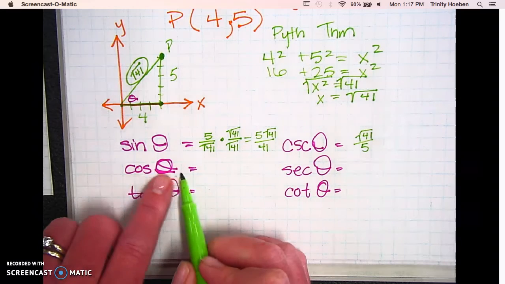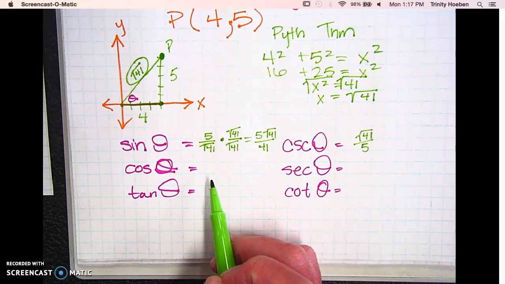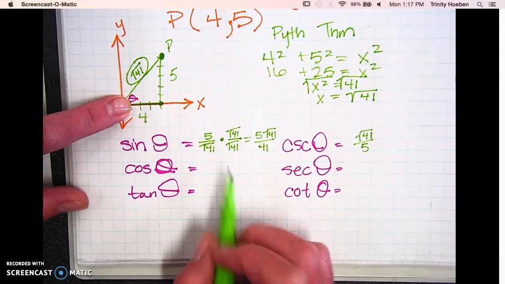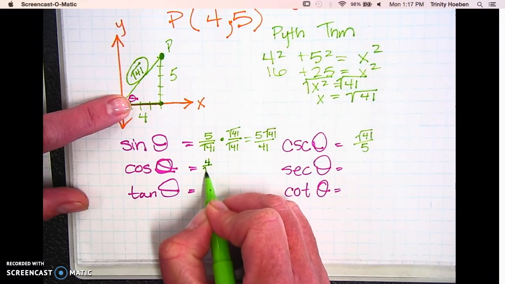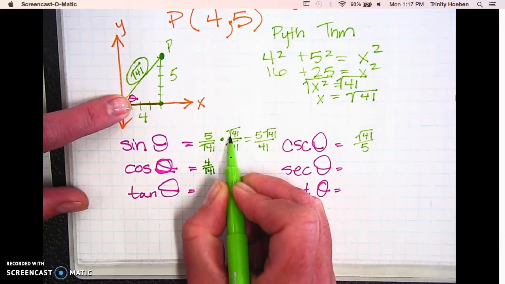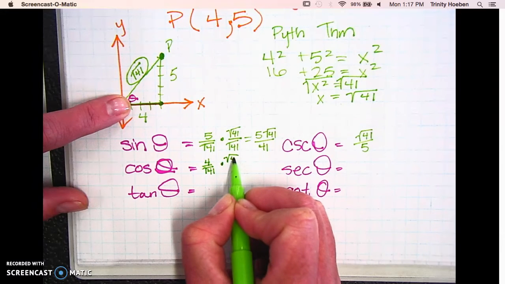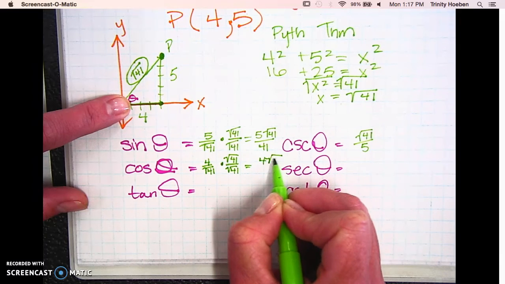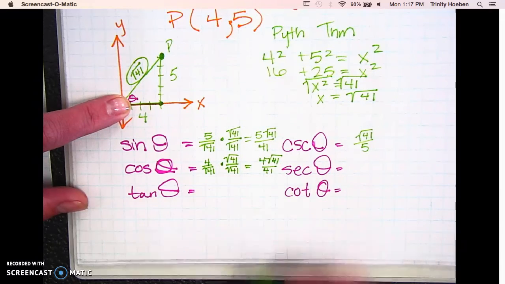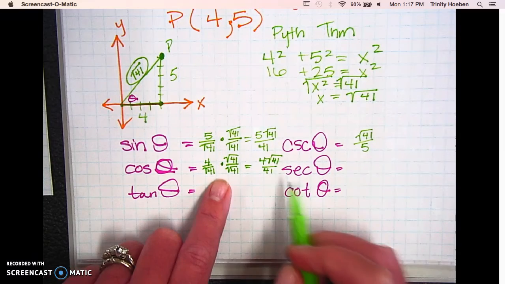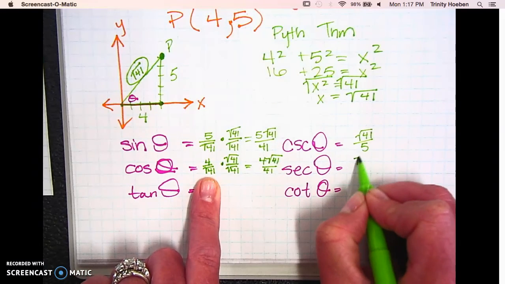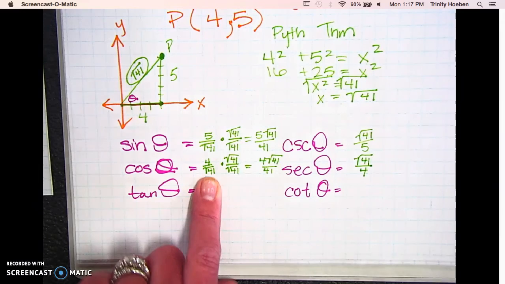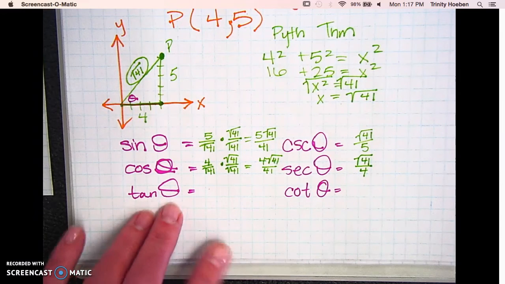All right, let's do cosine. Cosine should be adjacent over hypotenuse. So adjacent is 4, and hypotenuse is square root of 41. Same thing we did right here. Multiply by the square root of 41 over the square root of 41. We'll get 4 square roots of 41 over 41, and can't reduce, so we're good. For the secant, we're going to take the reciprocal, so we're going to have the square root of 41 over 4. And that one's good. We don't need to rationalize the denominator.